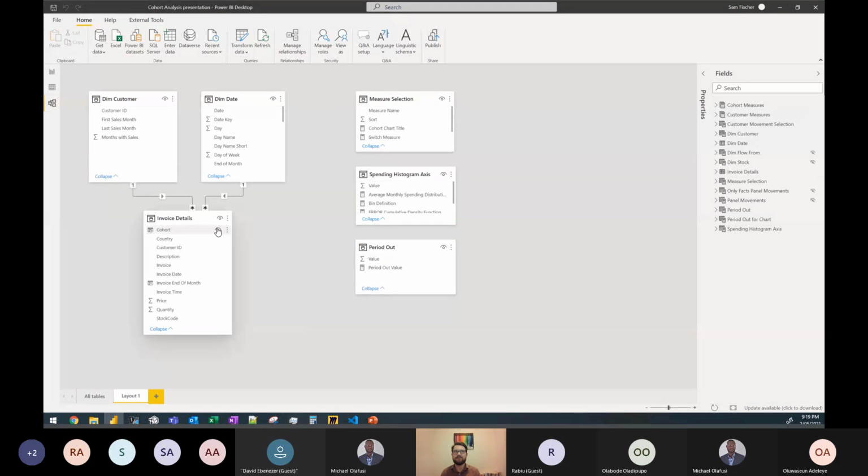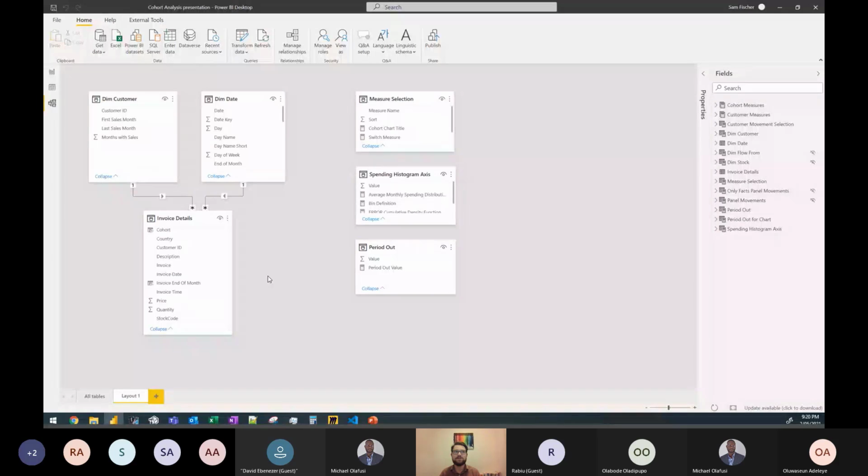So we've got our customer dimension, and it's mainly just got information about our customer IDs and when they started buying from us. And then we've got a standard date dimension, like a calendar table here as well, that we can use. Now we've also got a few disconnected tables within our model, and these become quite useful once we start doing some interesting tricks with some of our visuals. So I'll walk through those as we come to them.